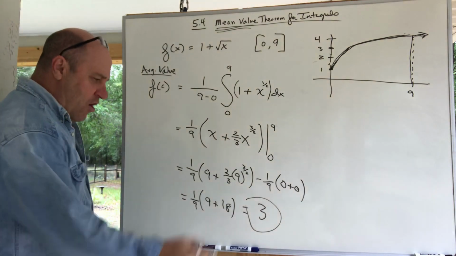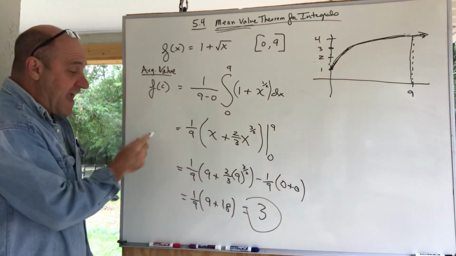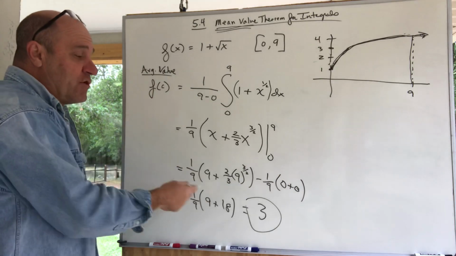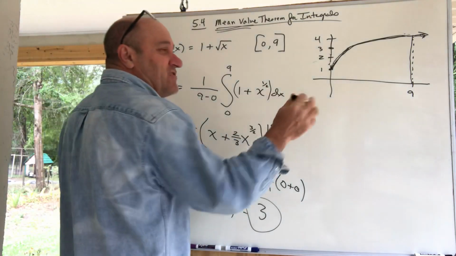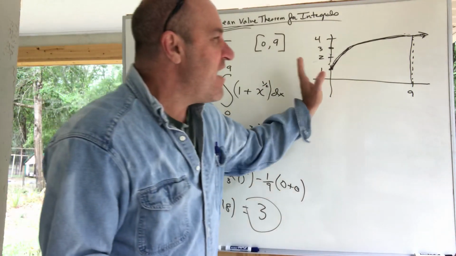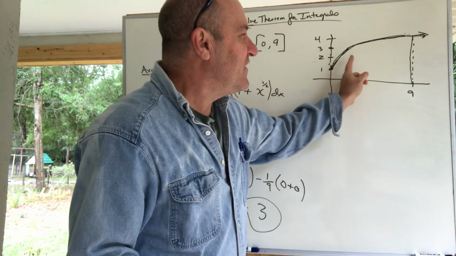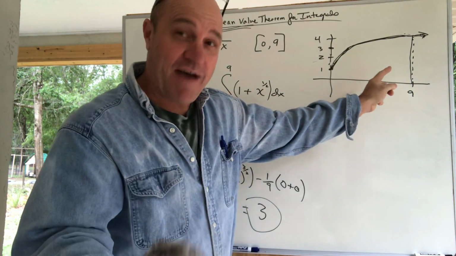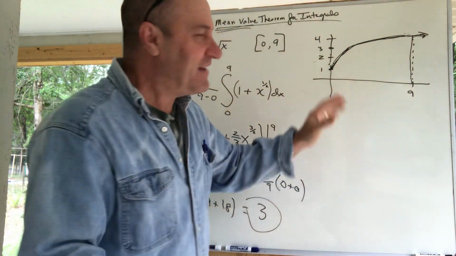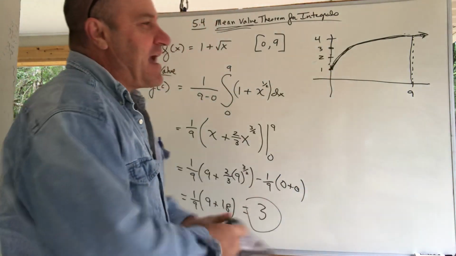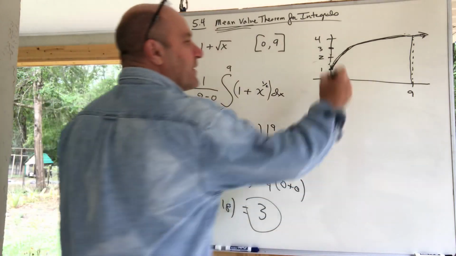And what did we find? Oh, we found the y value. We found the average height, the average value of the function. It's almost like if you found every y value in the world and added them up. I mean, all the infinite y values, added them up and divided by how many you got, which is an infinite number. The average height, the average y value, is 3.